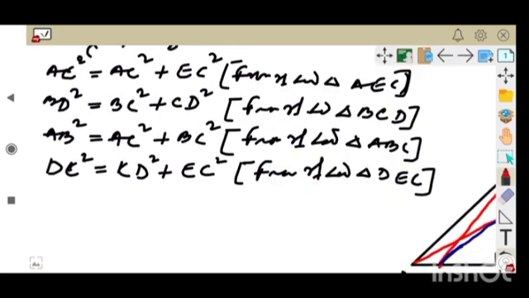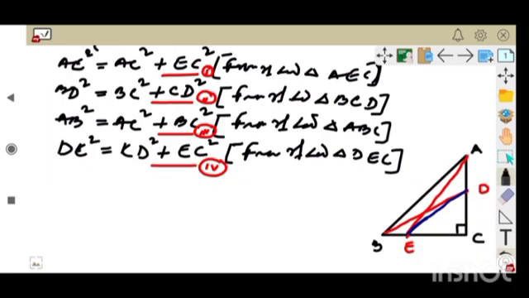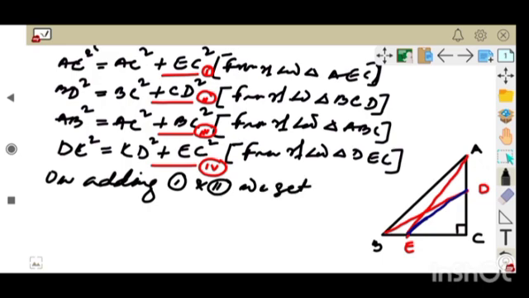Let's see. Here I'll give equation number 1. This is 1. This is 2. This is 3. And this is 4. Now we'll be adding equation number 1 and 2. So I'll write here on adding 1 and 2, we get. So don't forget, when we add the equations, left hand side should be added, and the right hand side should be added.